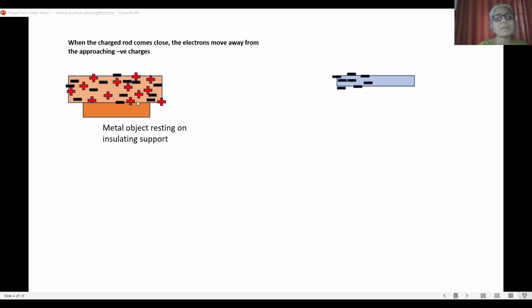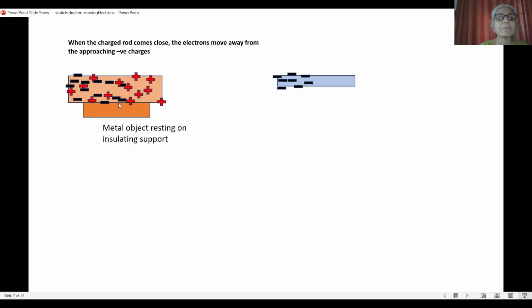So in this model, the positive charges are fixed, they do not move. The negative charges in the metal object are free to move. This metal object is resting on an insulating support, and this is an external charge, this is negative. So as the negative charge approaches, the negative electrons in the metal will tend to move away from the incoming external charge.